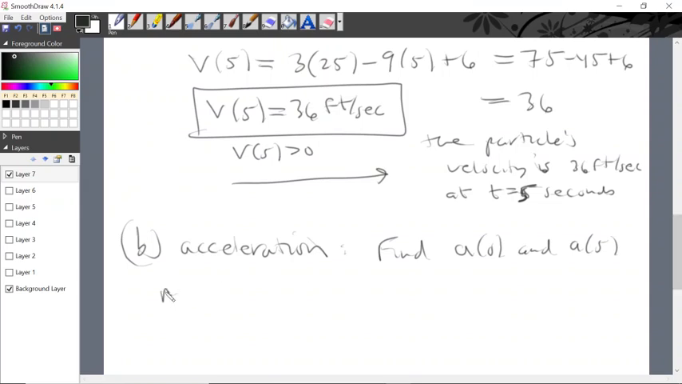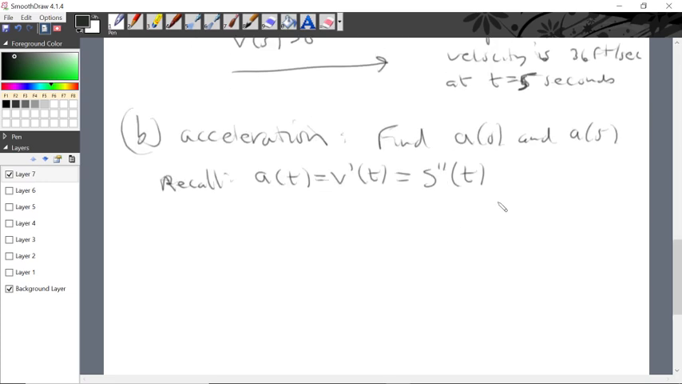We recall the acceleration function is the first derivative of velocity. It's the time rate of change of the velocity, which is the same as the second derivative of position. So this is a higher derivative. We're going to find the acceleration by taking the derivative of velocity, since we already have the velocity function.